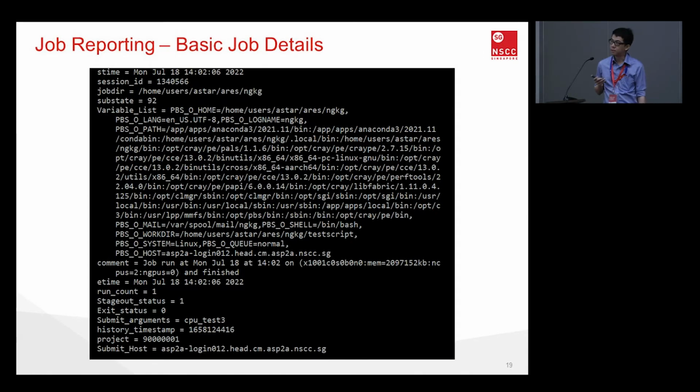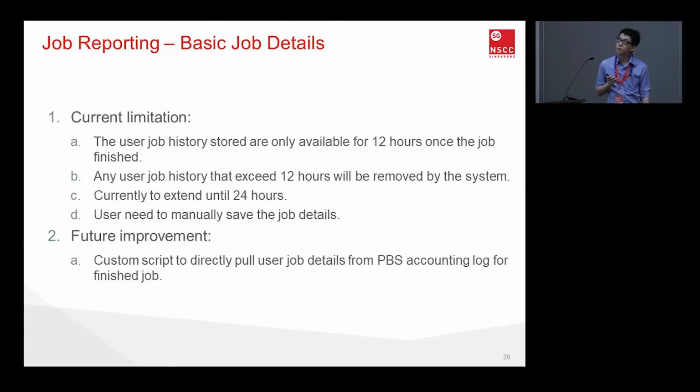Okay, next. For this one, the limitation is also the same. We can only store this information up to 12 hours after your job has finished running. If you want to have this kind of detail, you have to manually save it within the time frame that we define. We plan to extend it to 24 hours, so you have 24 hours to save the details into files. In future improvements, we plan to extract this information from PBS Pro directly, but there is certain information that will not be available in this accounting log.